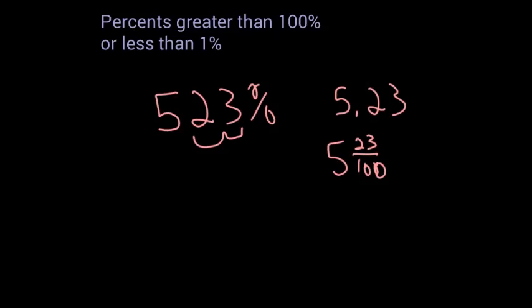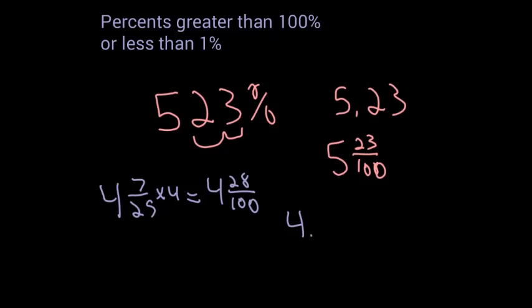If we're given a fraction, so let's say we had 4 and 7/25. Here it's easiest to make this into a percent first by making 7/25 out of 100. So I'm going to multiply that by 4 to give me 4 and 28 hundredths. And then you just write that as a decimal, saying it correctly, 4 and 28 hundredths.